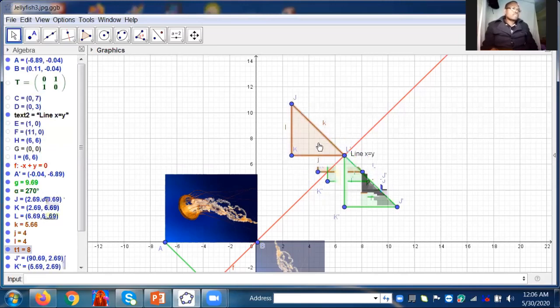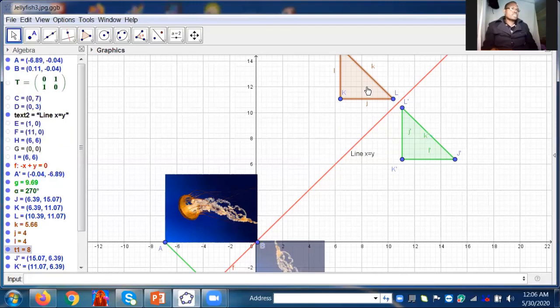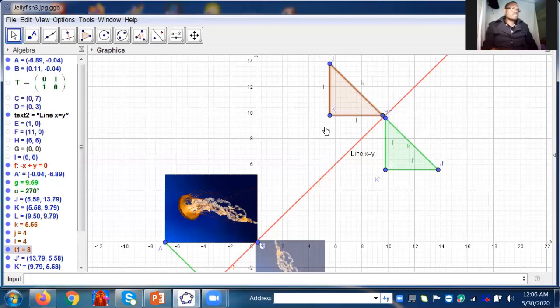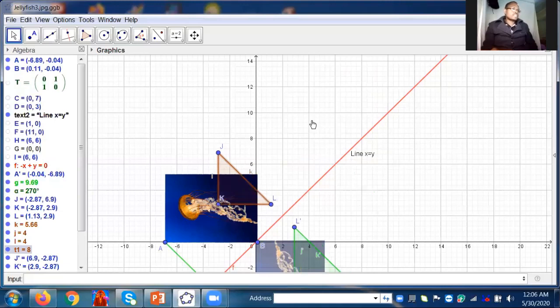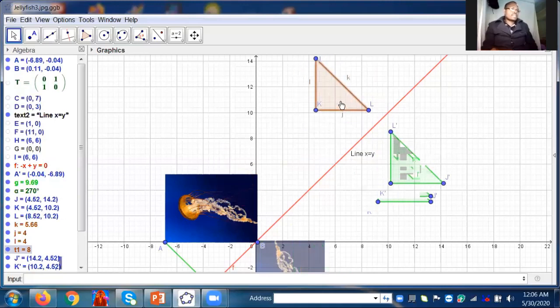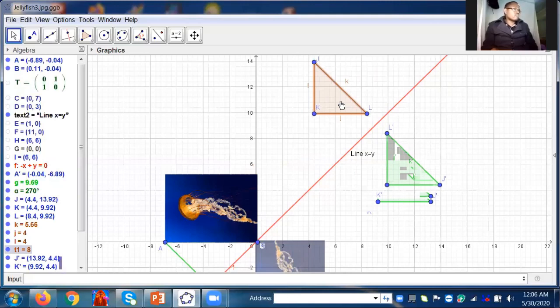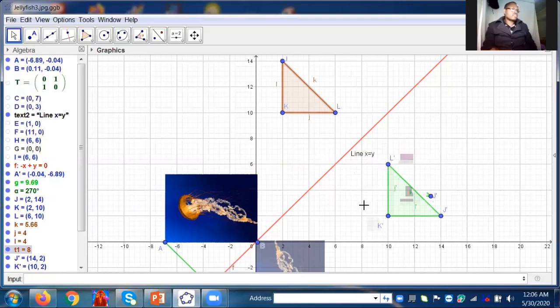We can move the object maybe to the right. The image also moves with the object. We can move the object downwards. The image also moves with the object. And so this is evidence that the matrix 0, 1, 1, 0 is a matrix of reflection on the line x is equals to y.